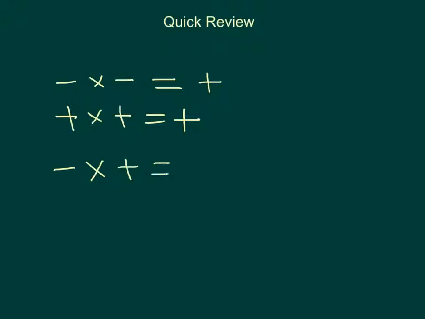So let's just quickly review the rules for multiplication. So if we have a negative times a negative, it equals a positive. A positive times a positive equals a positive, because anytime they're the same sign, the answer is positive. But a negative times a positive is a negative. So if they're the same sign, the answer is positive. If they're a different sign, the answer is negative.